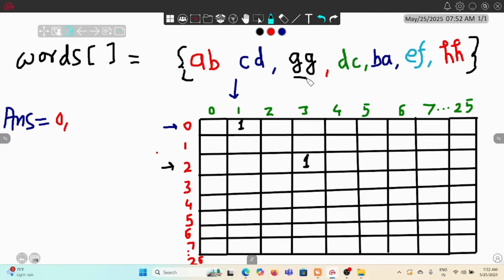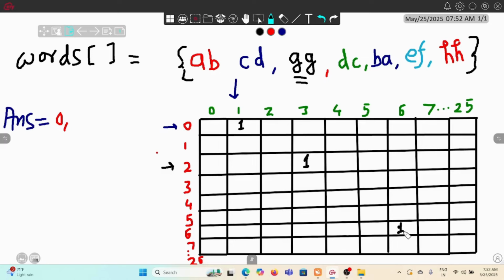Now we are coming here, GG. We will check, is there already some GG coordinate? Where would it be? A, B, C, D, E, F, G. So 6 by 6. This would be the place, so we will increase the frequency by 1.